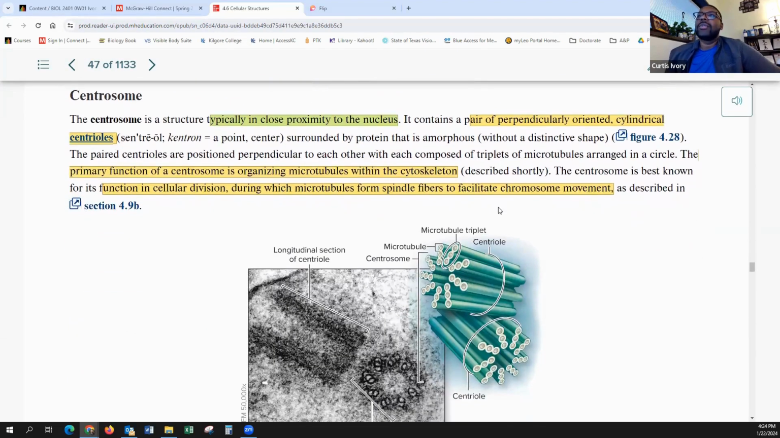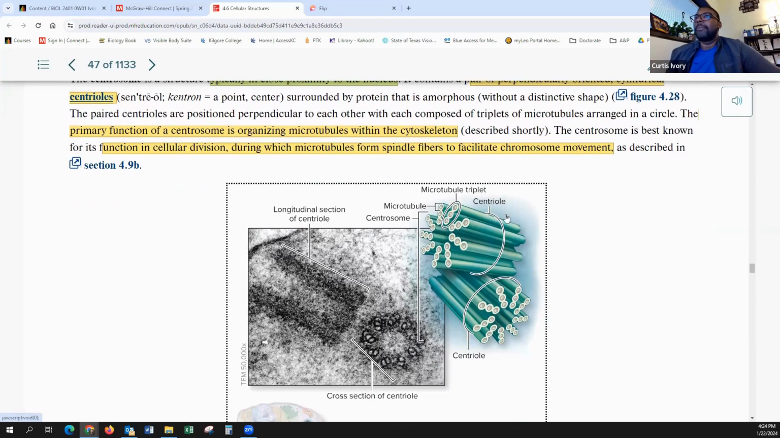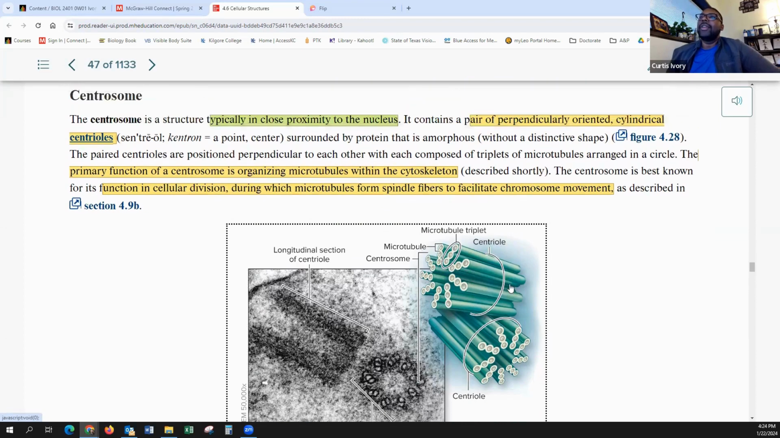The centrosomes or the centrioles are these little spindle-fiber-looking components or organelles. These are responsible for essentially making up the cytoskeleton, which, remember, cyto meaning cell, skeleton, just like we have a skeleton, which is going to make up the structure of our bodies. So it has a big role in making those.